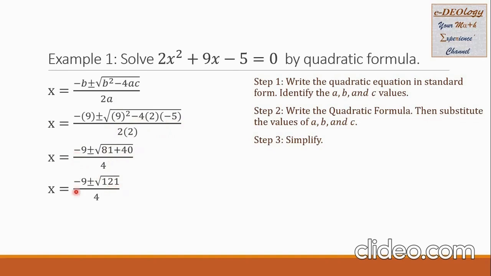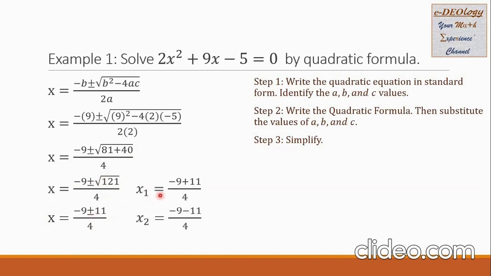We just copy the negative 9, the plus or minus sign, and the denominator 4. On the next step, we need to simplify this square root of 121, and that is 11. Now at this point, we're going to split the plus and minus. There will be two values for the x.